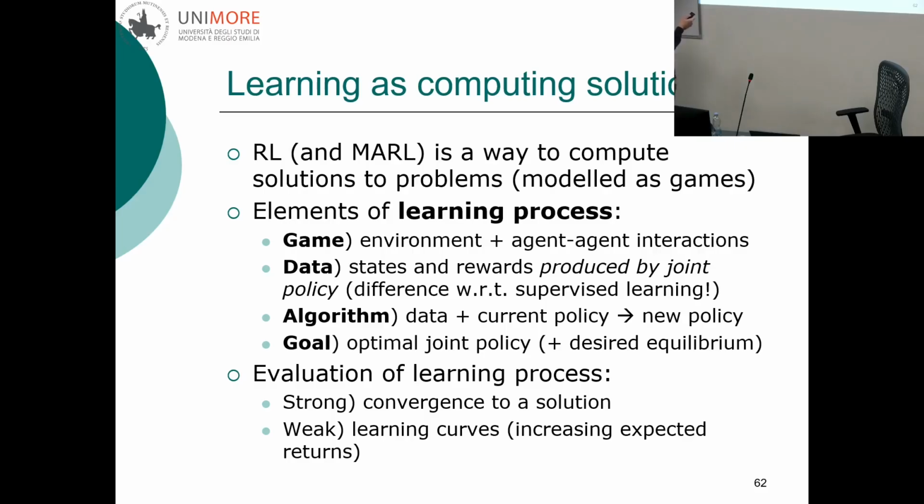Then obviously you need an algorithm that, based on the data, improves your policy, hopefully towards optimality, and then you need a goal. In single-agent reinforcement learning, the goal is always to maximize the expected return. In multi-agent reinforcement learning, it is to maximize the expected return plus, possibly, some additional properties on the joint policy, on the equilibrium, on the average expected return, whatever property you want. So there are always these ingredients.